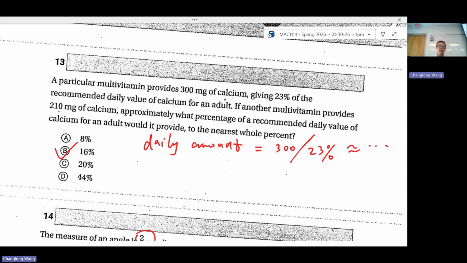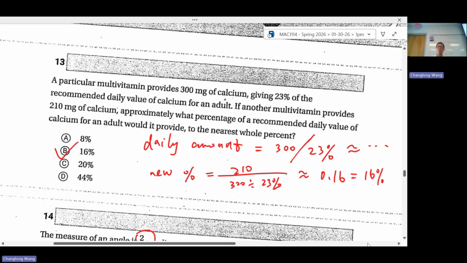So now once you have 210 milligrams, the new percentage will be 210 divided by whatever you figured out by dividing 300 by 23%, right? And you're getting roughly 16%. Well, actually, you're getting a decimal, which is 0.16. You turn that into 16%.